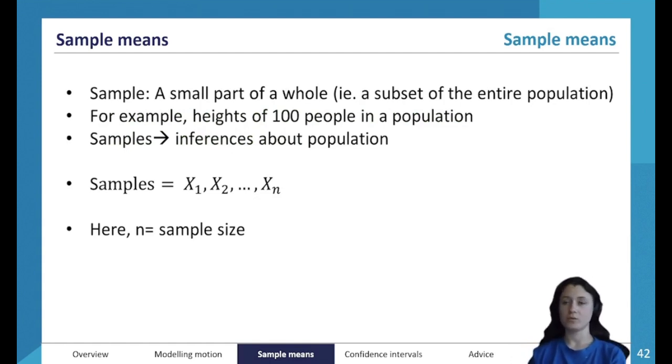So a sample is just a small part of a whole, a subset of the population. Alright, so the height of 100 people in the population would be a sample of the whole population. If you have a sample, you can make inferences about the population. If your average height from those 100 people is like 1.7 meters, you can say, well, the population average is probably going to be around that. And obviously we can make more complex statistical assumptions, but that's kind of what we're doing there.